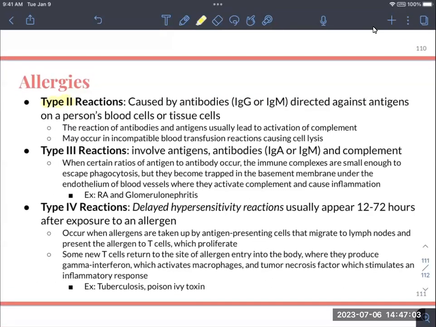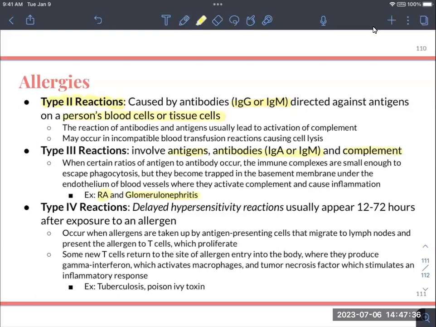Type 2 reactions are usually caused by IgG or IgM, and it's usually against antigens on a person's blood or tissue cells. Type 3 reactions involve these antigens with antibodies IgA or IgM and that complement system. So somebody who has rheumatoid arthritis, glomerulonephritis, we'll talk about that more in the renal system.